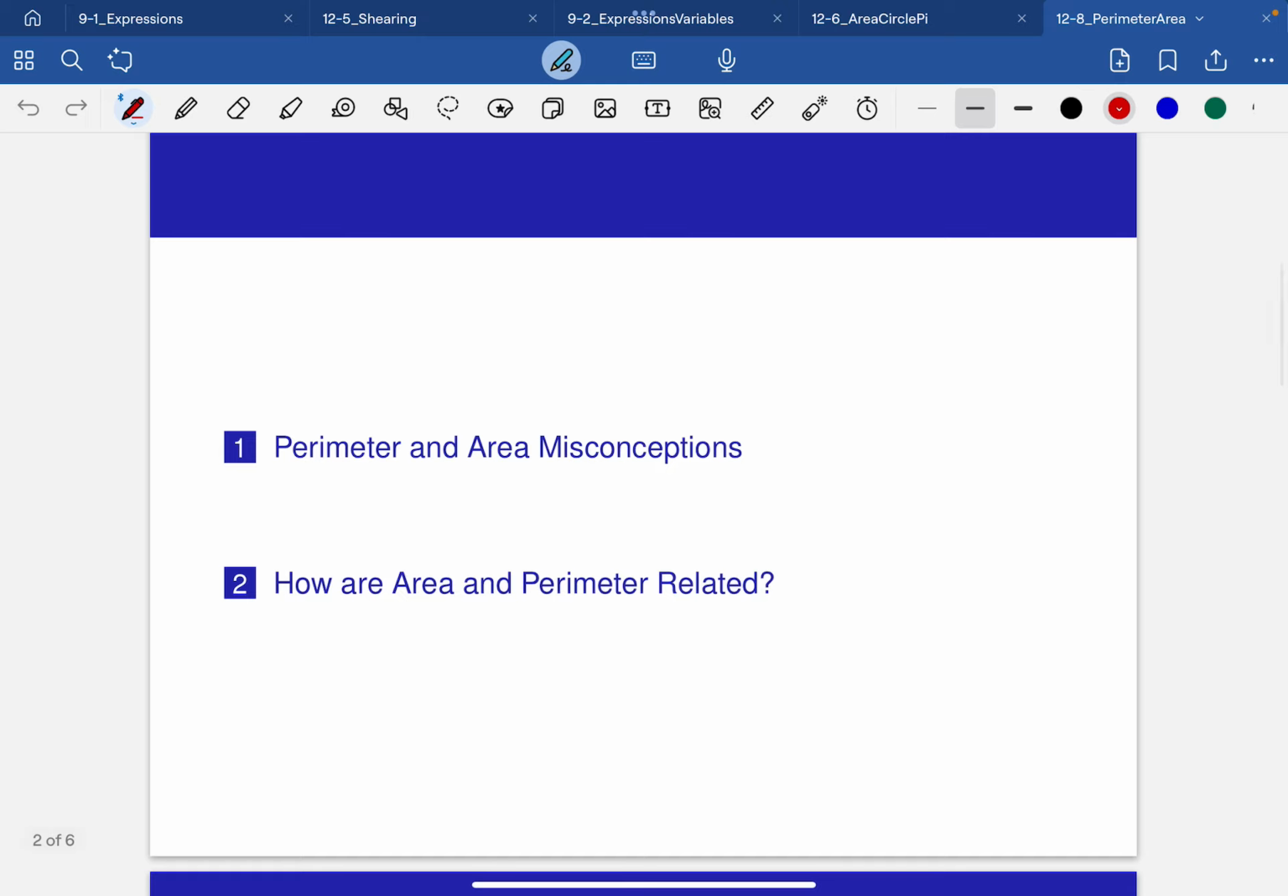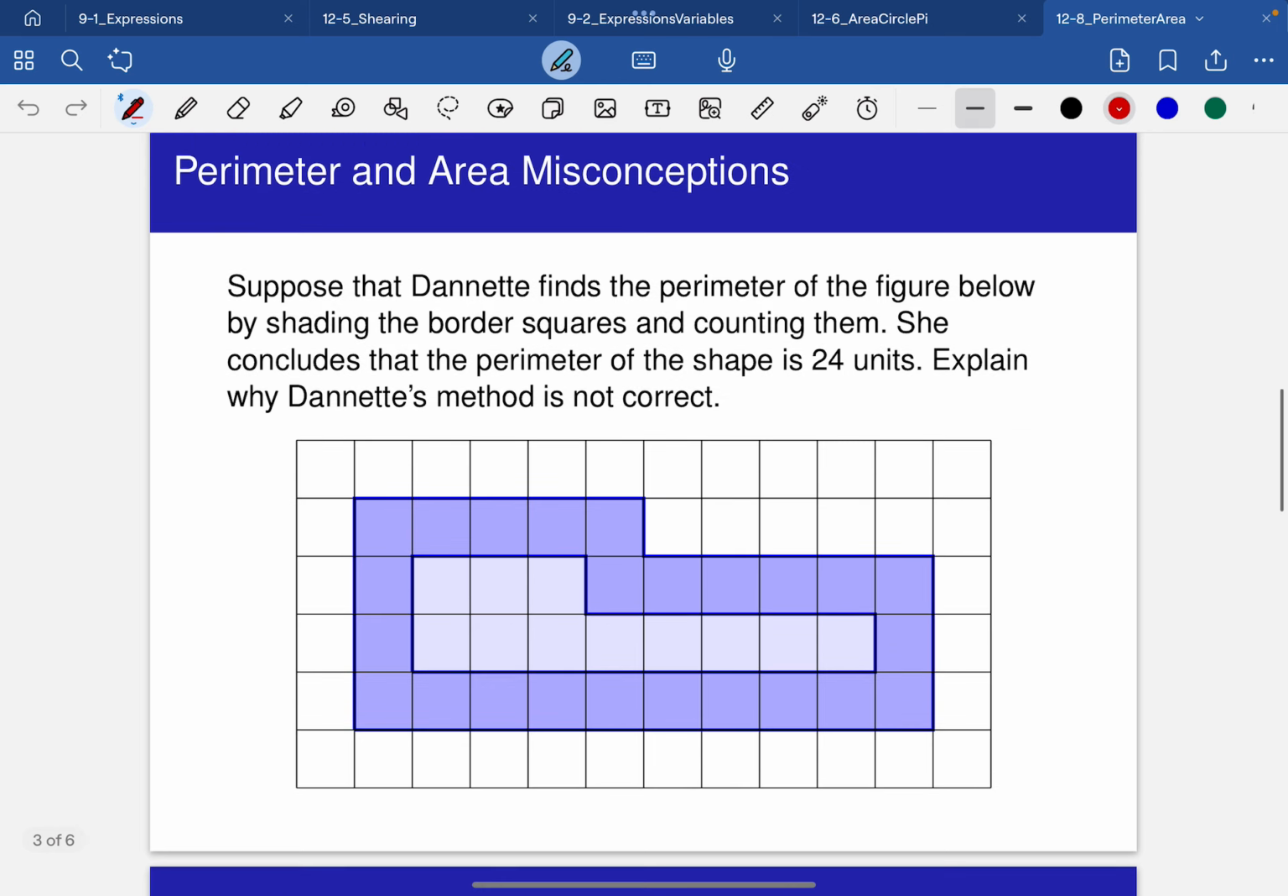So here we go. Suppose that Danette finds the perimeter of the figure below by shading the border squares and counting them. She concludes that the perimeter of the shape is 24 units. Explain why Danette's method is not correct. I guess we're thinking that Danette is trying to find the perimeter of this shape. So that distance plus this distance, plus this distance, plus this distance, here, here.